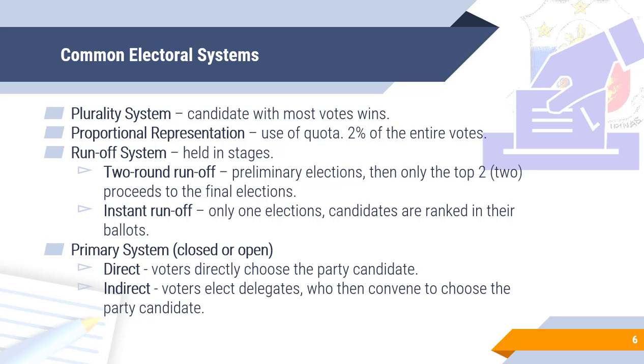These primaries can either be closed, where only official party members are allowed to participate, or open, where other citizens who are not party members may choose to participate in the primary in their chosen party. Primaries are also classified as direct or indirect. Direct: in this classification, voters directly choose the party candidate. Indirect, on the other hand: voters elect delegates, who then convene to choose the party candidate.